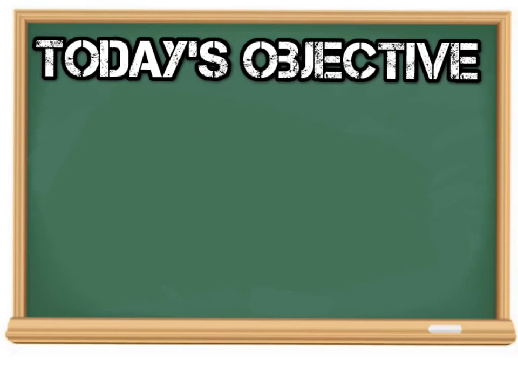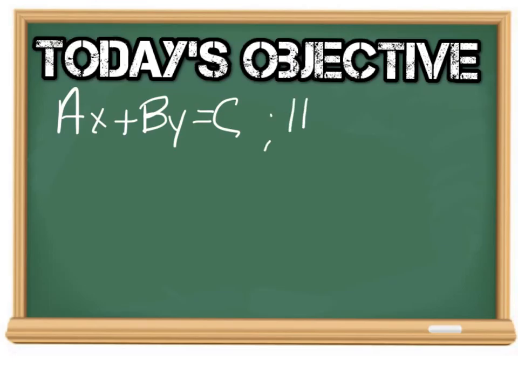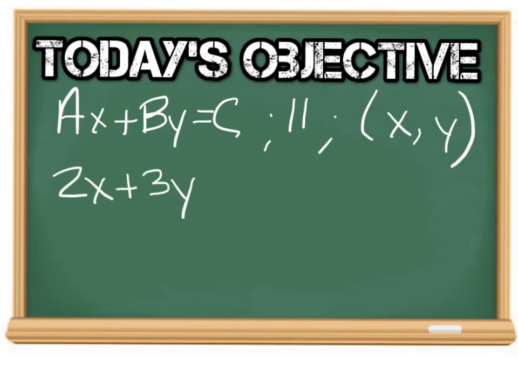Today's objective is to do the following. You're going to start with a standard form of the equation of a line, and you have to find a line that is parallel to it and passes through a given point, x, y. So for example, you could be given 2x plus 3y equals 4 and have to find a line that is parallel to that and passes through negative 2, 0.